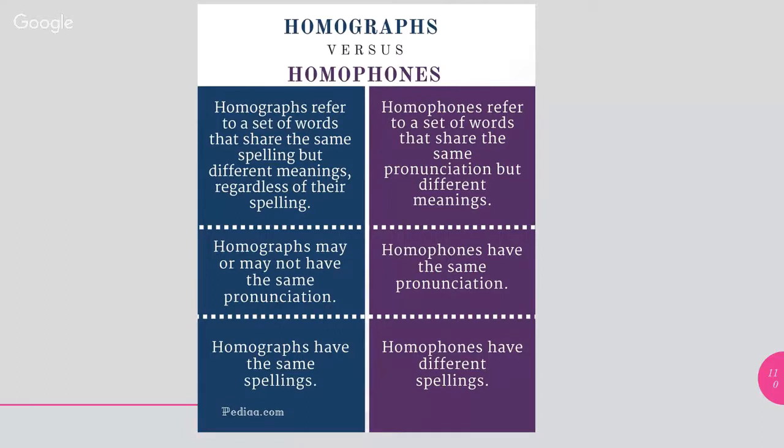Homophones refers to a set of words that share the same pronunciation. Homo means same, phone means sound. So homophones are words that sound the same. Homographs are words that are written the same. Homographs may or may not have the same pronunciation. Homophones have the same pronunciation. Homographs have the same spelling. Homophones have different spellings.